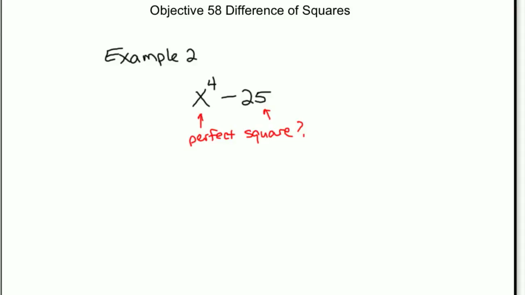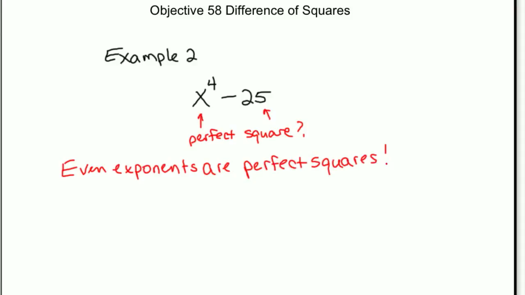Anytime you have an even exponent, that means it is a perfect square. So this x to the fourth is a perfect square, and the reason is x squared squared is x to the fourth. 25 is a perfect square because 5 squared is 25.